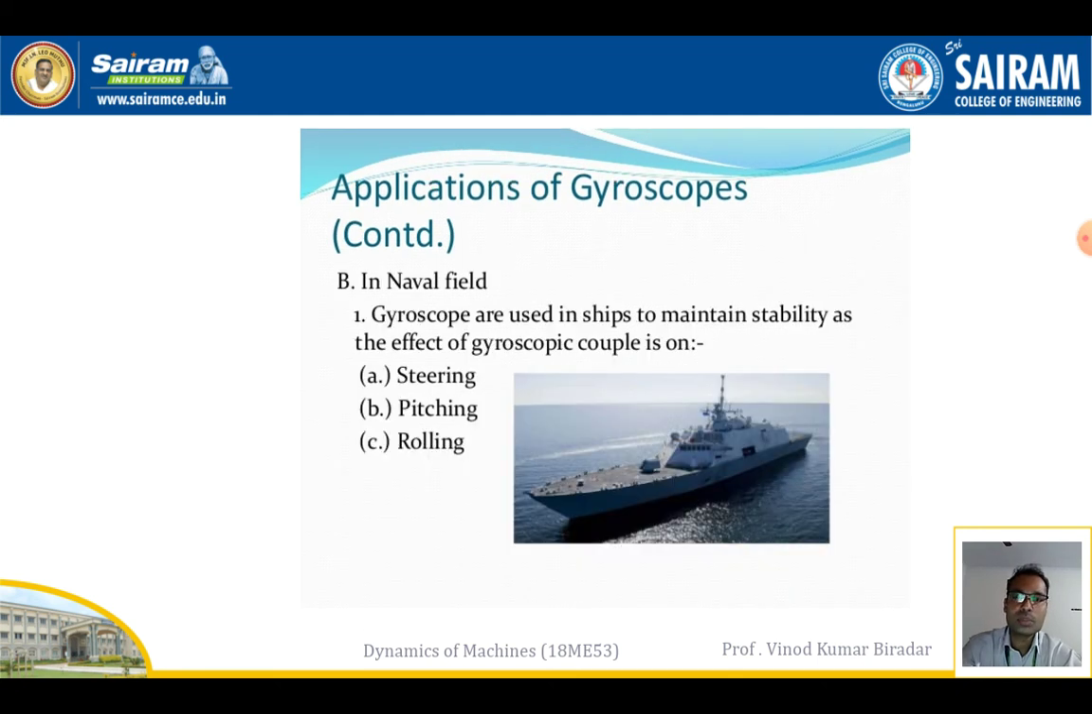The third application is in the naval field. Gyroscopes are used in ships to maintain stability. We study the effect of the gyroscope on steering, pitching and rolling, that is, the turning moment. So in ships also we are going to use a gyroscope.